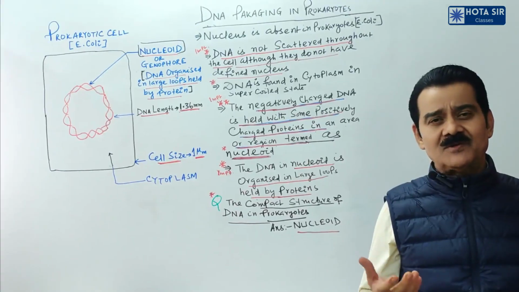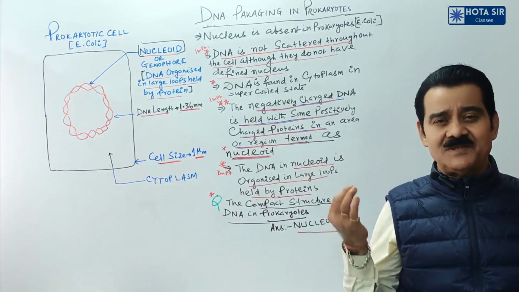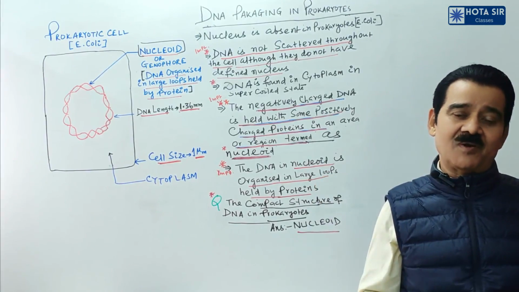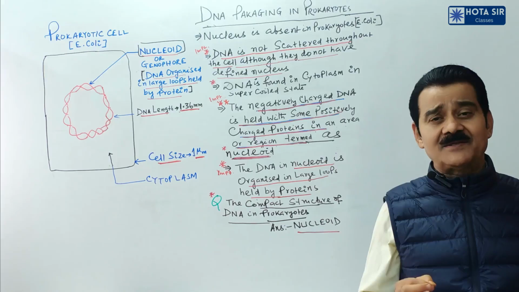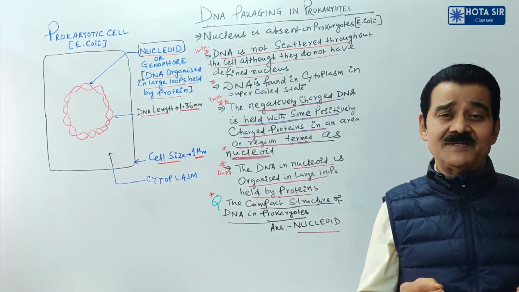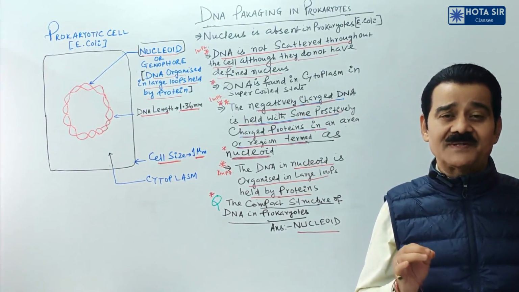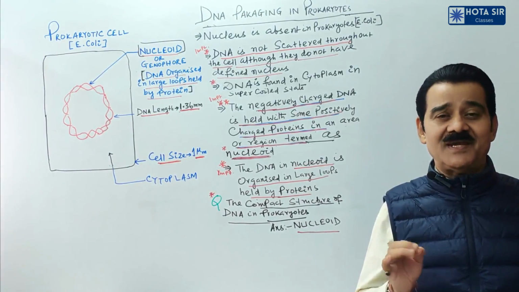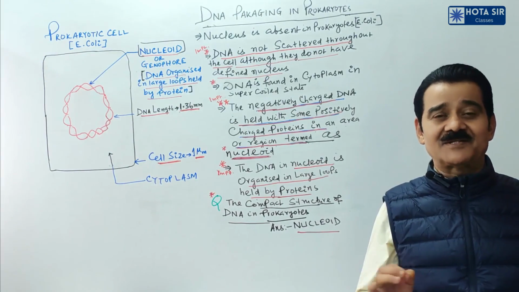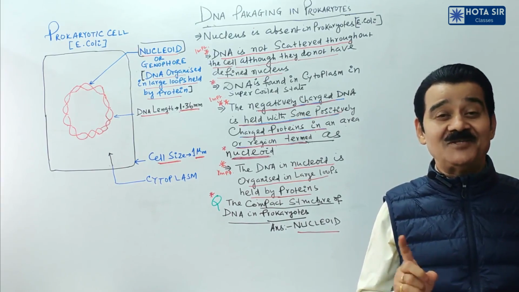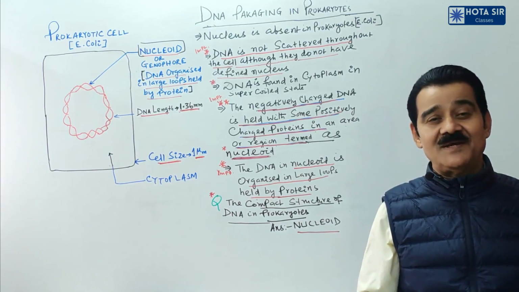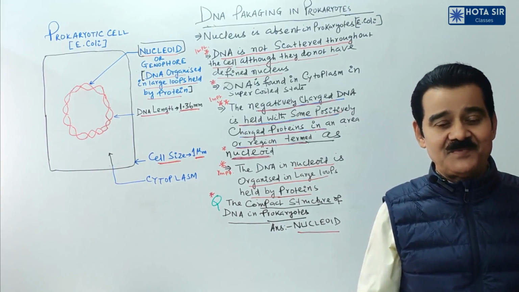Now children, 2 or 3 questions only are asked from this packaging process in prokaryotes in NEET and board examination in the form of correct or incorrect statement. Now first question is, DNA in prokaryotes is found scattered within the cell. Is it a correct or incorrect statement? It is an incorrect statement because DNA is not found scattered within the cell of the prokaryote. Clear?